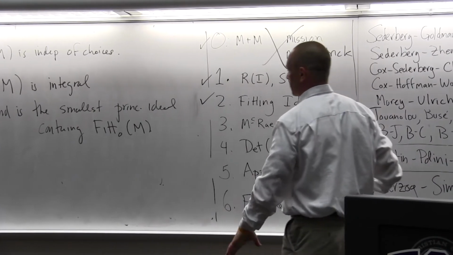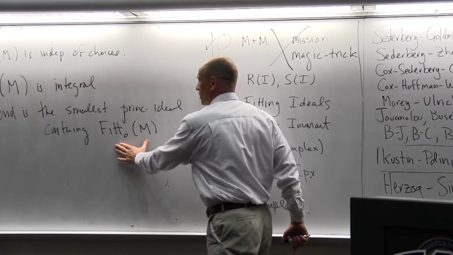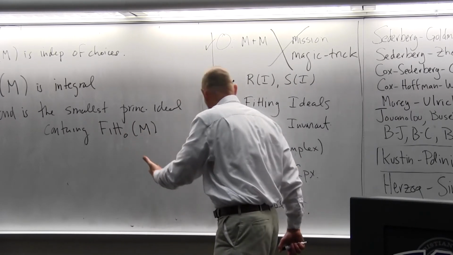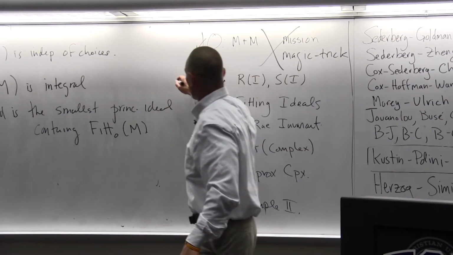That meant understanding a fitting ideal. If it's a hypersurface, I should have a single equation. That means that the Macaulay invariant is going to play a role here because it's the smallest principal ideal that contains my fitting ideal, right? And so that's the Macaulay invariant. So this is going to be why Macaulay invariants pop up.